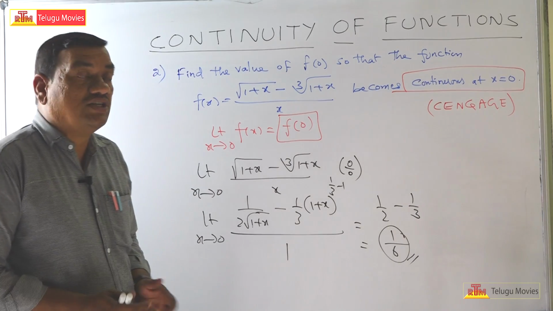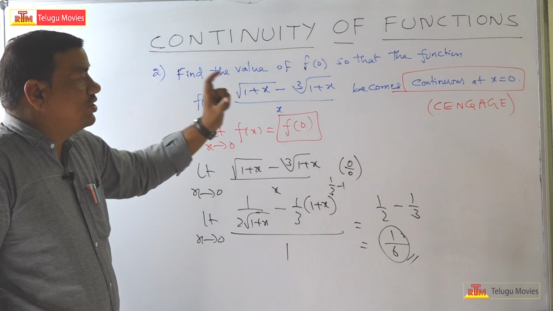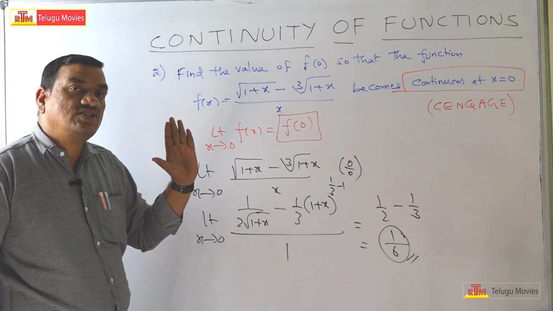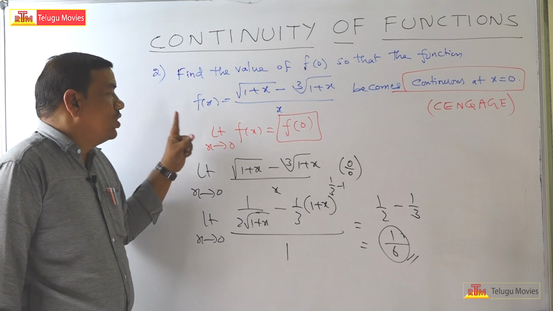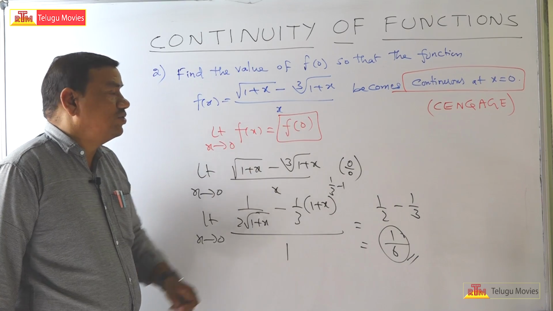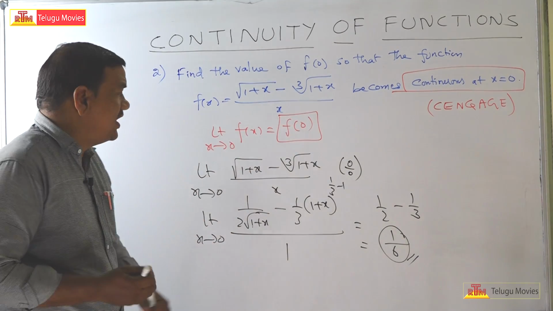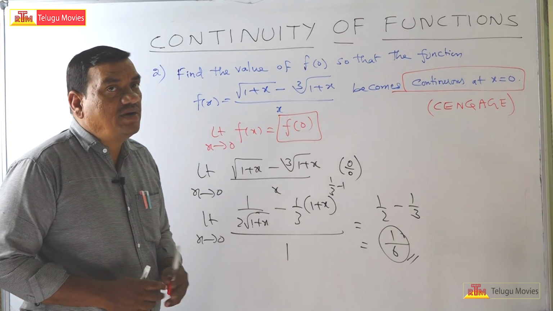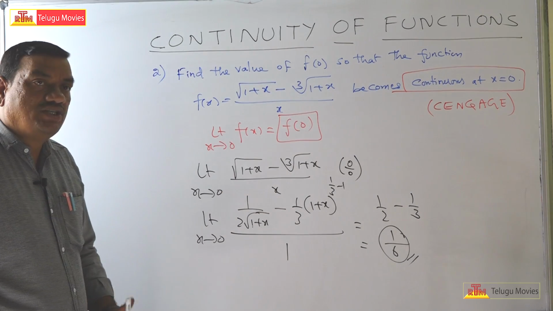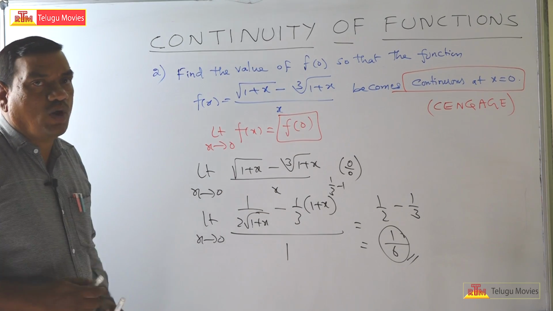From this, what can you understand? He asked to find the value so that the function is continuous at x is equal to 0. When he says the function is continuous at x is equal to 0, you can get the immediate conclusion that limit x tends to 0, f of x is equal to f of 0, and it exists. So here no need to find the left hand limit and right hand limit, you can directly do this problem. I hope that you understand this solution. Let us go for the next problem.